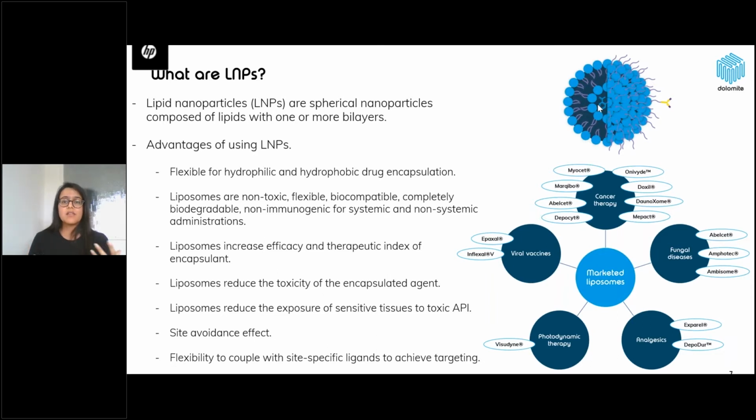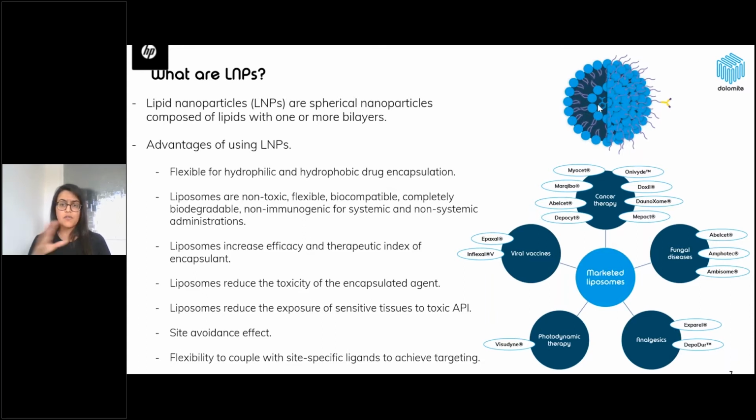So they mimic the biology of your internal tissues and membranes, which makes them really biocompatible and flexible to use, hence their popularity. Liposomes increase the efficacy and therapeutic index of your encapsulant. They reduce the toxicity that the encapsulated agent would cause if it was given as a raw product itself. They reduce exposure of sensitive tissues to the toxic API by protecting them, and also offer a site avoidance effect and the flexibility to couple with site-specific ligands to achieve targeted delivery.